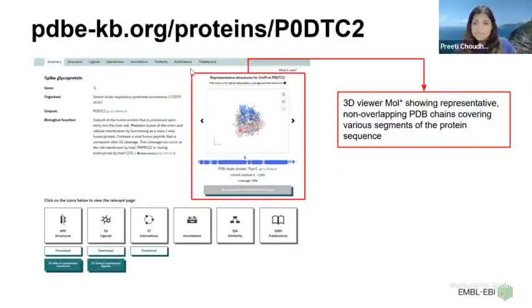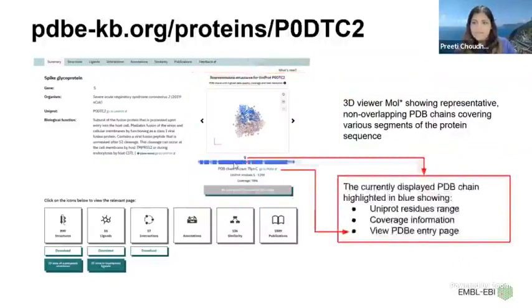The second main feature of this page is the 3D viewer MolStar, which shows you a representative PDB chain covering various segments of the protein. Here the currently displayed PDB chain is highlighted blue, and you can see the details of the PDB chain. You can see the UniProt residue range which it covers, along with its coverage in percentage. For this particular PDB entry, you can go to the PDBe entry page from this button.